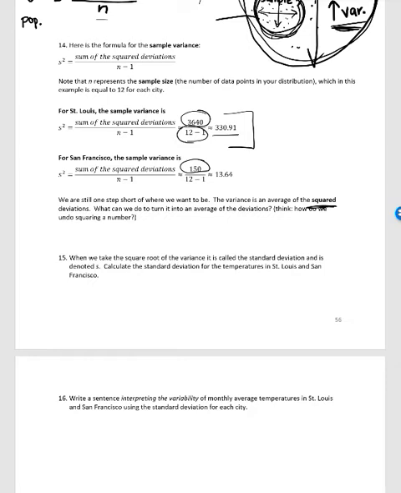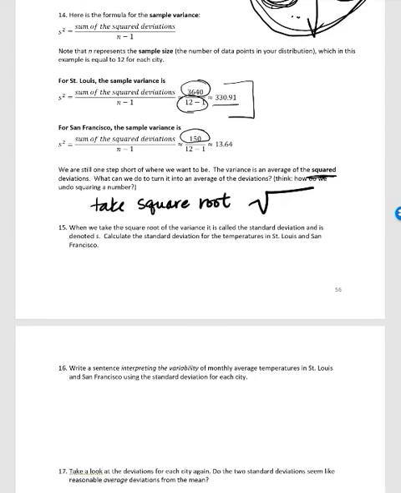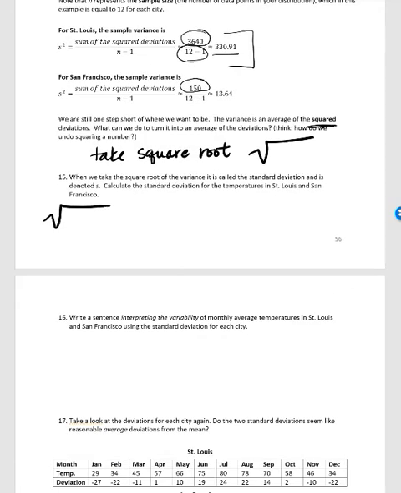What we're trying to basically represent is the average regular deviation, not squared. So what can we do if we want to turn it back into an average of the deviations? How do we undo that square that we did? We're going to take the square root, right? Now, when we take the square root of the variance, that is called standard deviation.